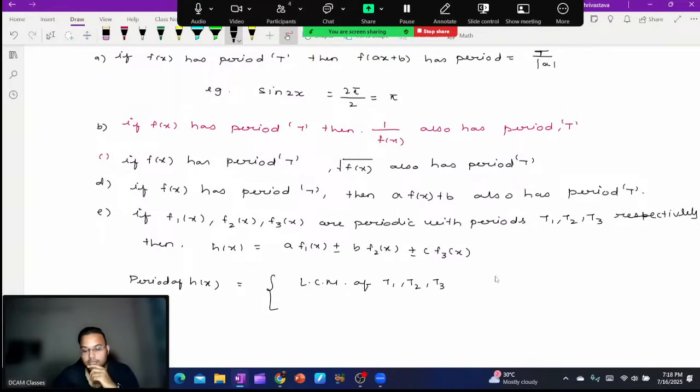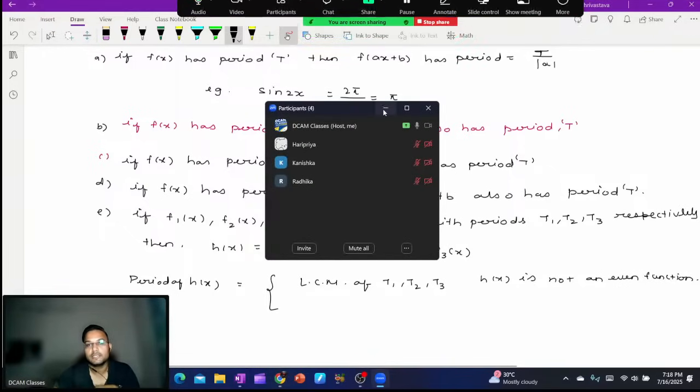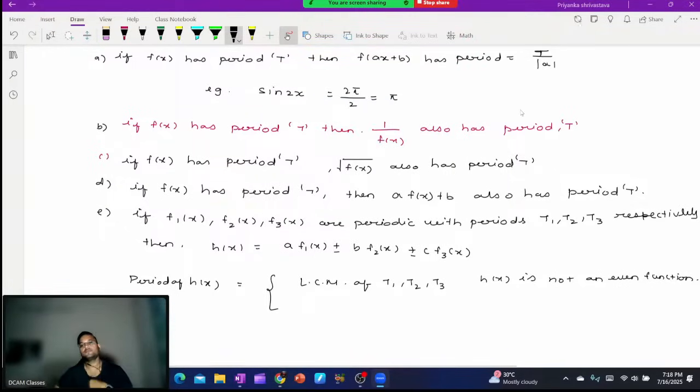This is when h of x is not an even function. And how will you find out whether it's even or odd? By putting x as minus x. If f of minus x is minus f of x, it is an odd function. If f of minus x is equal to f of x, it will be an even function.